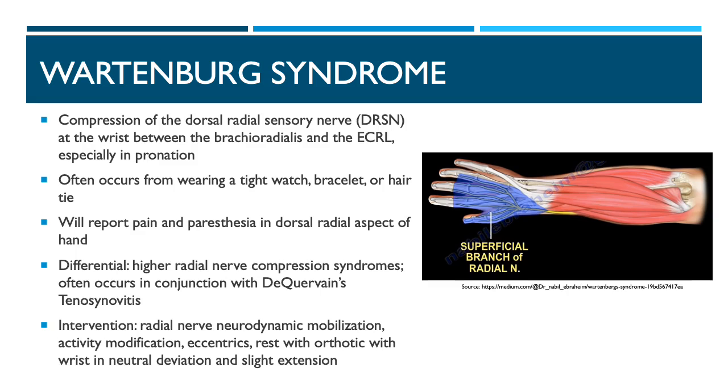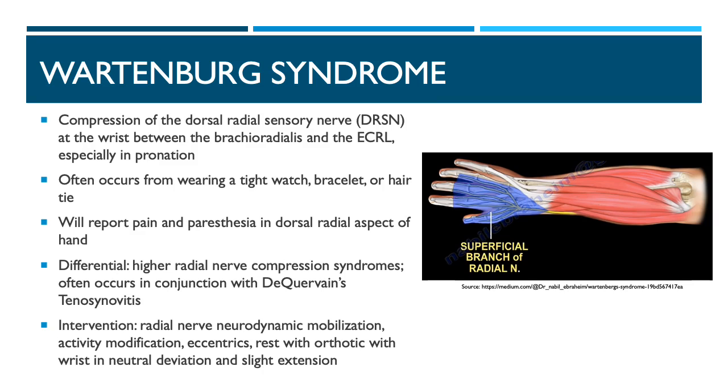So what patients will experience is pain and paresthesia in the dorsal radial aspect of the hand and wrist. You want to make sure that this is Wartenberg syndrome, and while you're doing your differentials, make sure that it's not a higher radial nerve compression. And then it's also common to have in conjunction with de Quervain's tenosynovitis, which we'll talk about in a little bit. But they're both on the dorsal radial aspect of the wrist.